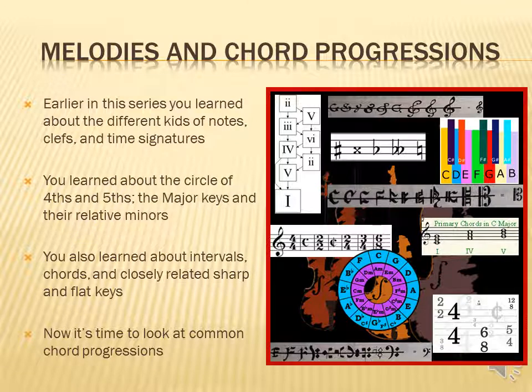Earlier in this series, you learned about the different kinds of notes, clefs, and time signatures. You learned about the circle of fourths and fifths, the major keys, and their relative minors. You also learned about intervals, chords, and closely related sharp and flat keys. Now it's time to look at common chord progressions.